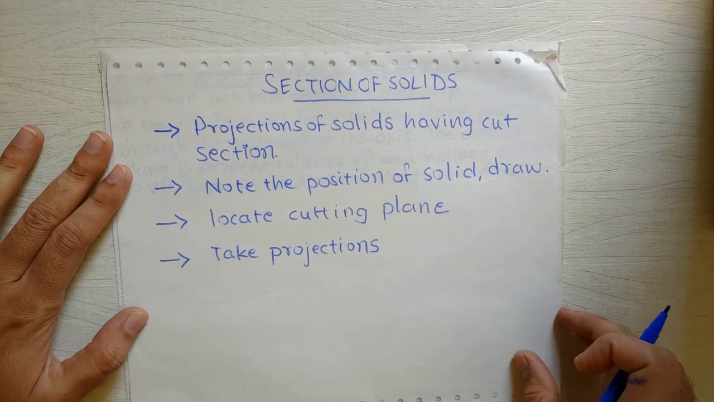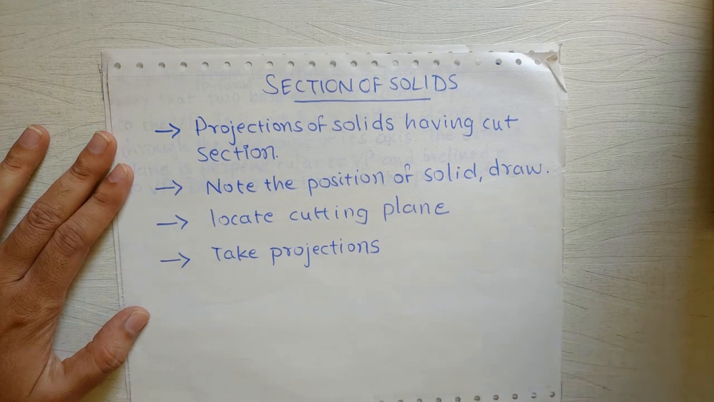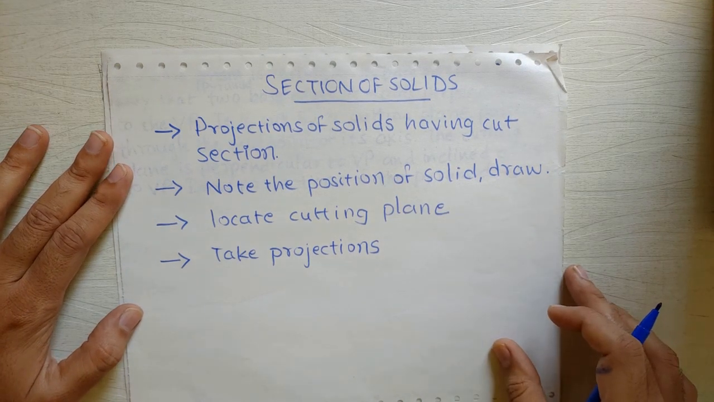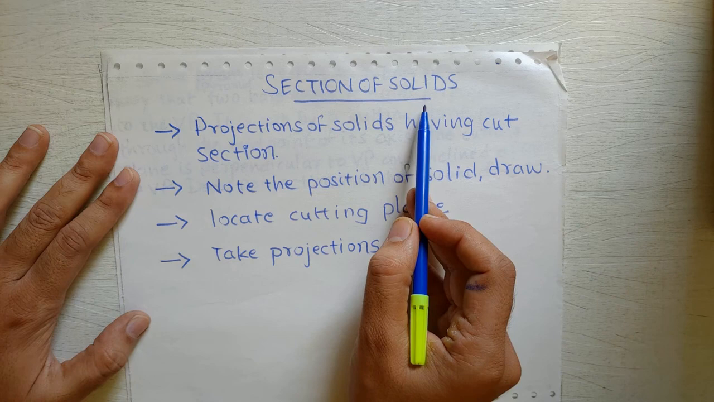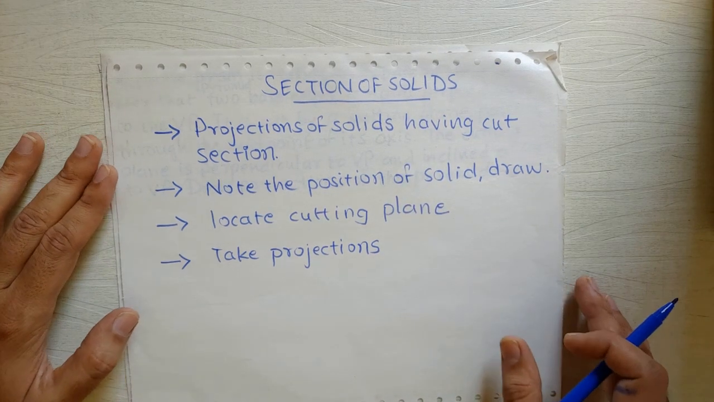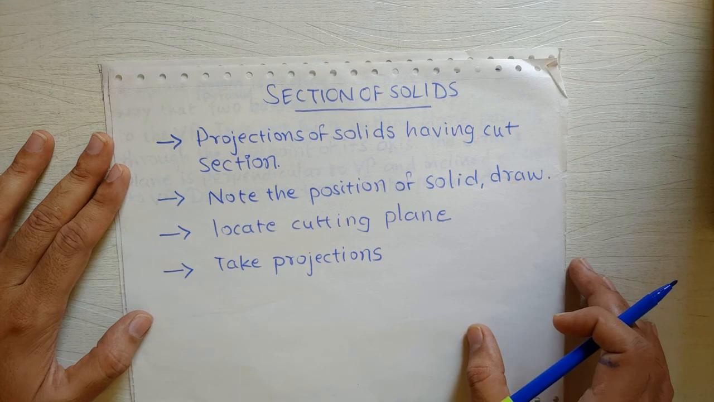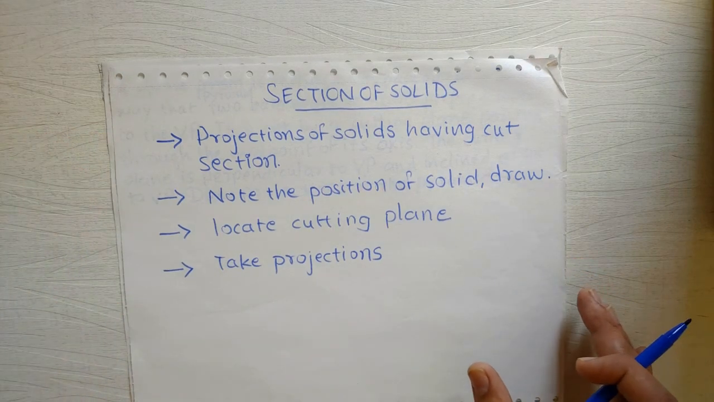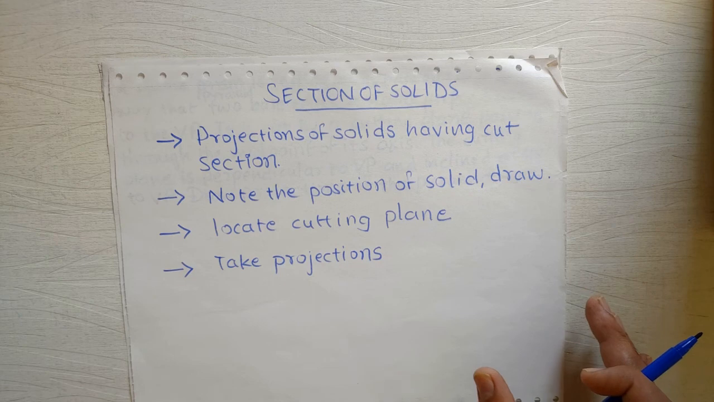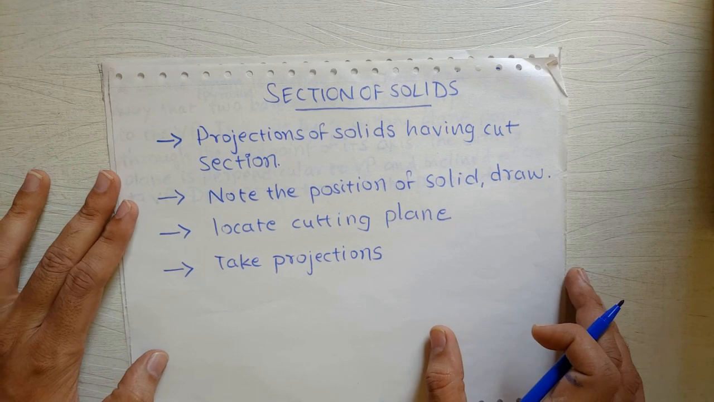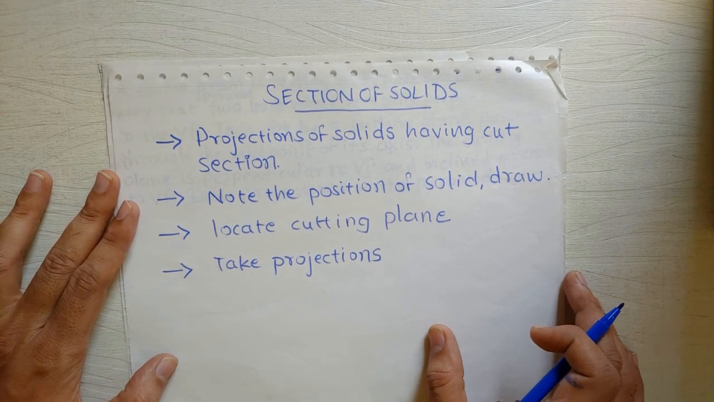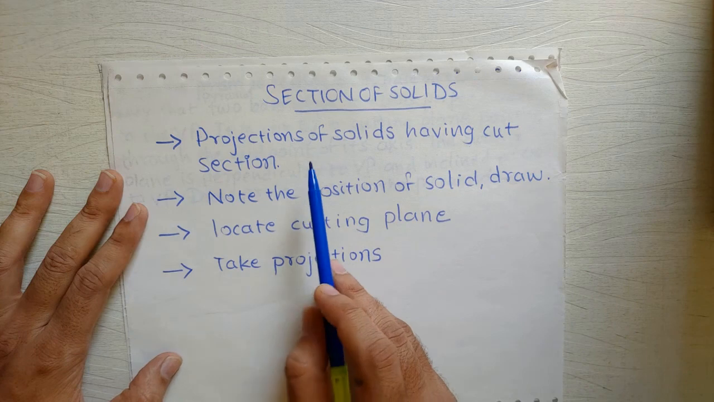Now we are going to start the next topic after projections of solids, and that is section of solids. It is somewhat similar to what we were doing in projections of solids, because here also it is required to draw different views, that means front view, top view, side view of a given solid. But here the difference is that the solid which we will draw the projections of will have some cut section.